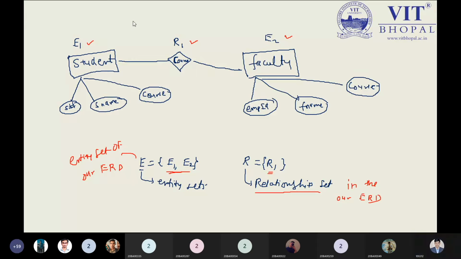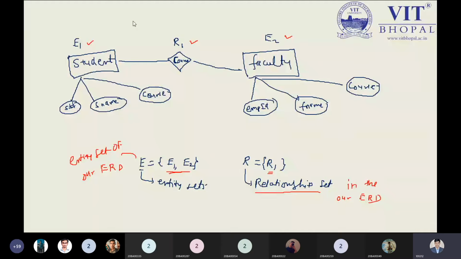Yes, it is possible. If many students are taught by one faculty, we have a many-to-one relationship, depending on the direction from which you are reading. And what are the attributes of our student? Student number, name, and course I'm keeping over here. And what are the faculty attributes we have? Employee ID, faculty name, and course. So course is one important common attribute by which they can communicate. That is the point you have to understand. So this is a simple example I am taking.